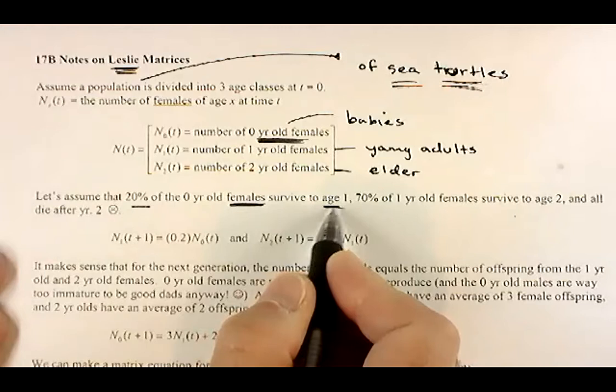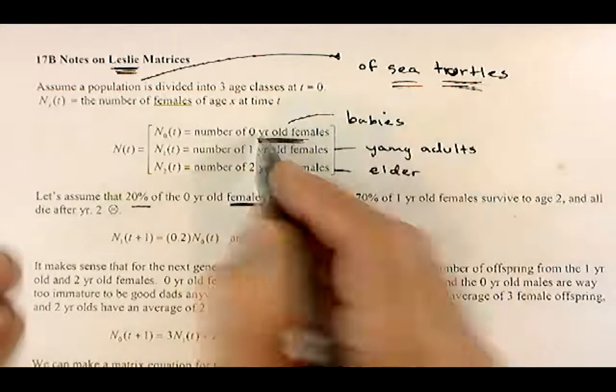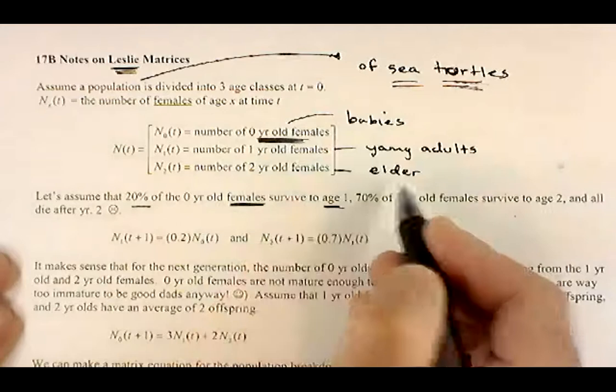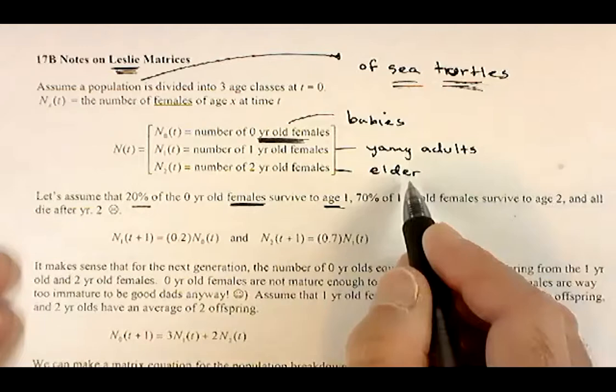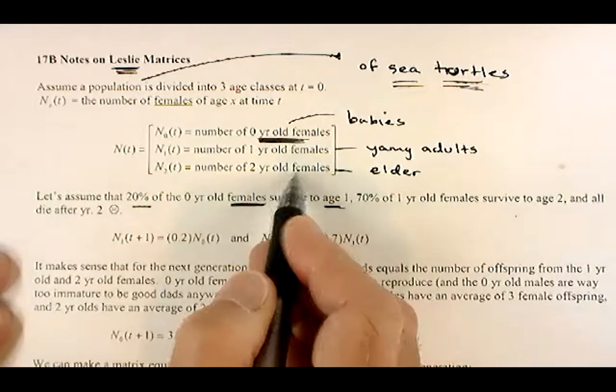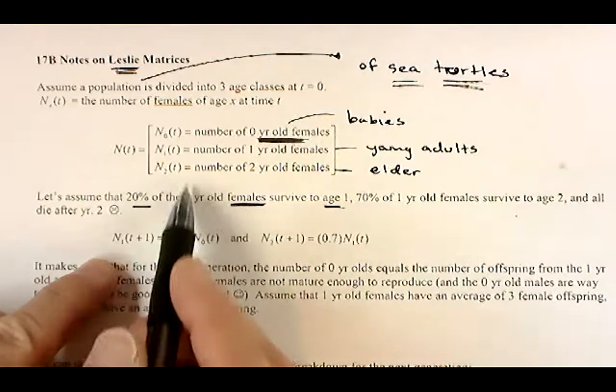So 20% of the baby females survive to the next age class. Babies are 0-year-olds, young adults are 1-year-olds, elders are 2-year-olds. Of course, that doesn't mean they're literally 2 years old, it's just a way to describe it. 70% of your 1-year-old females, your young adults, make it to the elder stage, age 2. That's a pretty high survival rate. And of course, this is your elder stage, so all of them are going to die after that age classification.